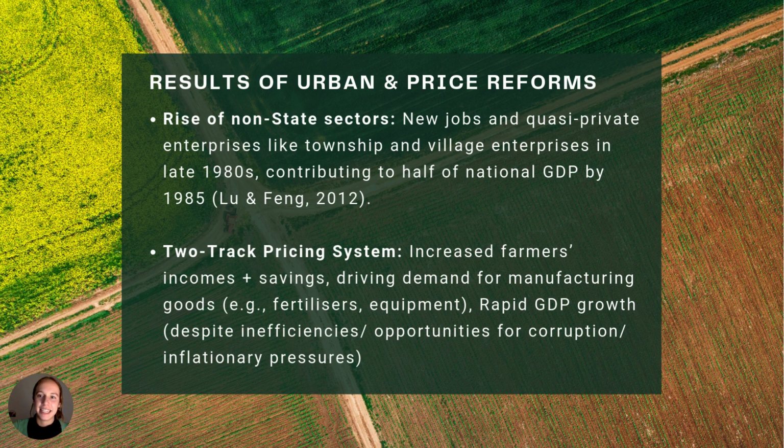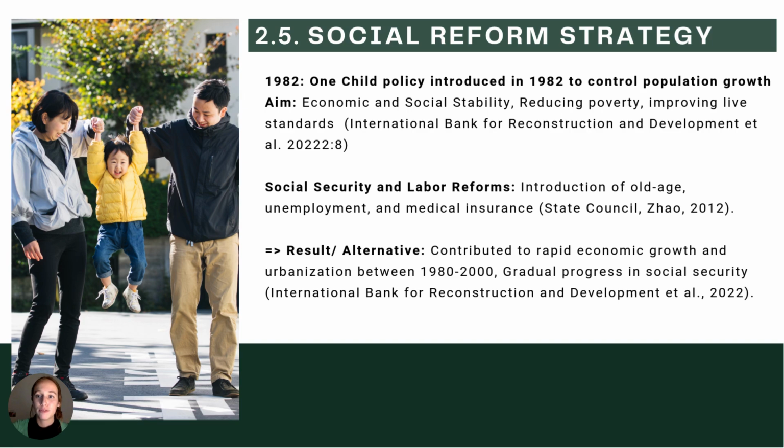By the late 1980s, there was a rise of non-state enterprises owned by towns and villages. The two-track price system increased farmers' income, but inflation persisted. One of the most famous social reforms is the one-child policy to control population growth. The result was rapid economic growth due to a decline in population growth. The aim was long-term economic and social stability.